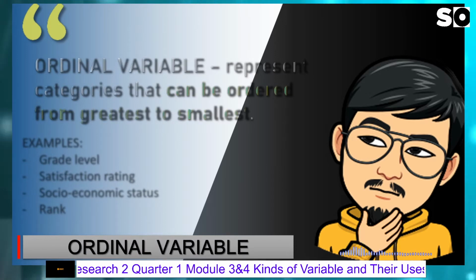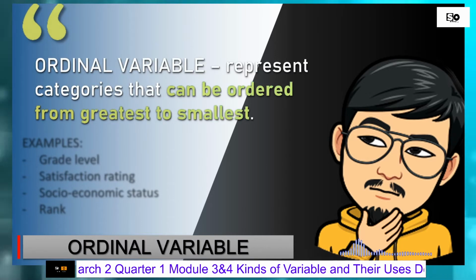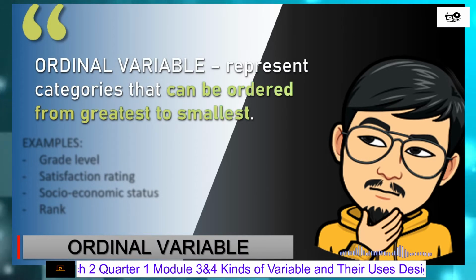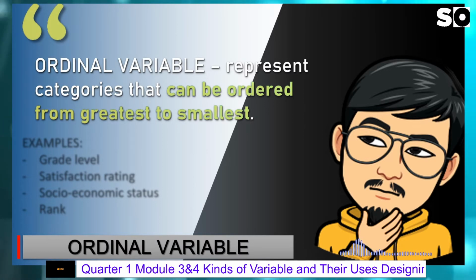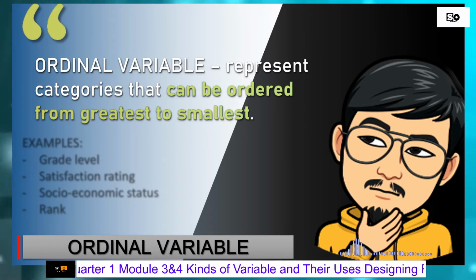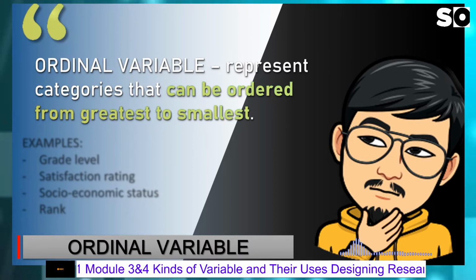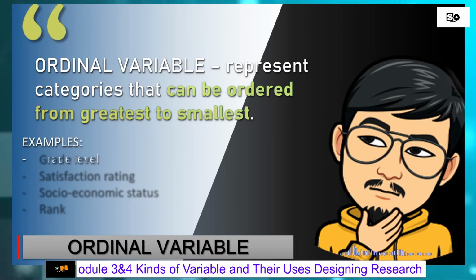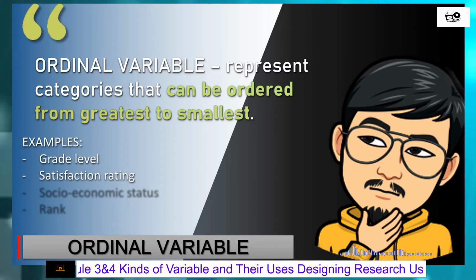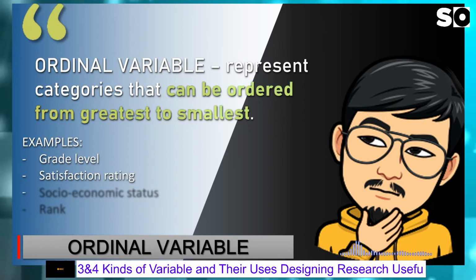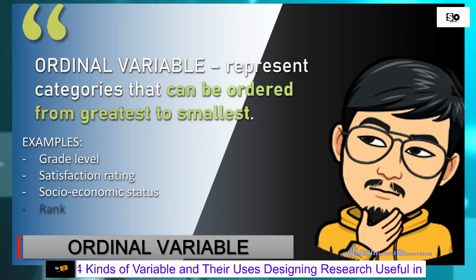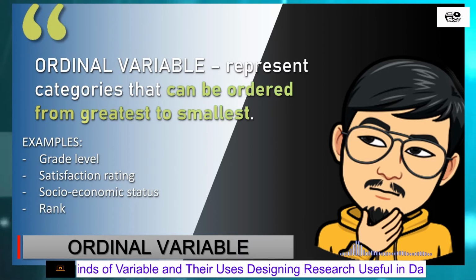Ordinal variable. Ordinal variables represent categories that can be ordered from greatest to smallest. Ito ang mga kategoryang pwedeng pagsunod-sunurin mula malaki paliit. Examples: grade level, satisfaction rating, socioeconomic status, rank.